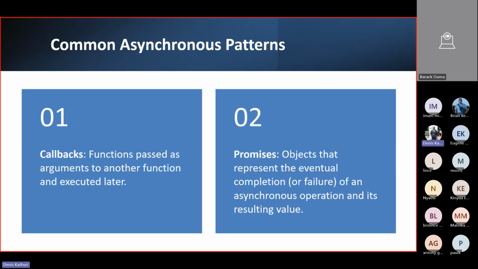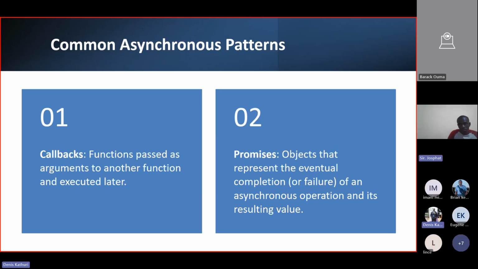The second common asynchronous pattern is promises. Promises are objects that represent the eventual completion or failure of an asynchronous operation, resulting in a value. So promises provide a more structured and readable way to handle asynchronous tasks, avoiding the callback hell issues, which we'll talk about a little bit as we go ahead.